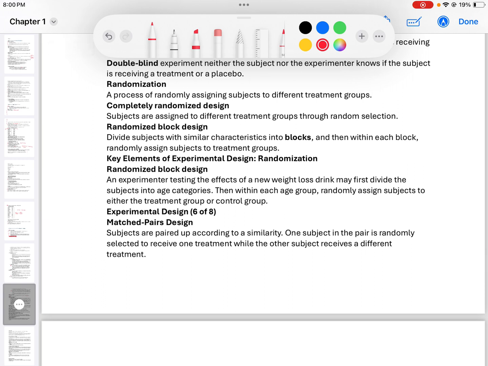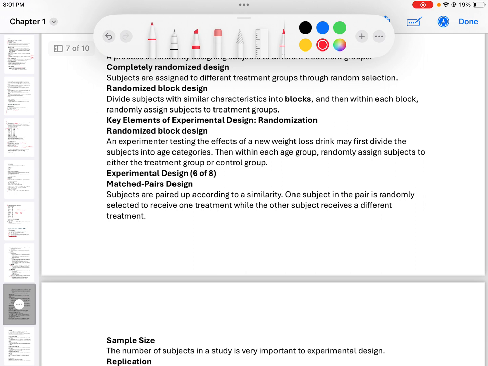Randomization. This is a process of randomly assigning subjects to different treatment groups. Completely randomized design is when subjects are assigned to different treatment groups through random selection. Randomized block design divides the subjects with similar characteristics into blocks and then, within each block, randomly assigns subjects to a treatment group.